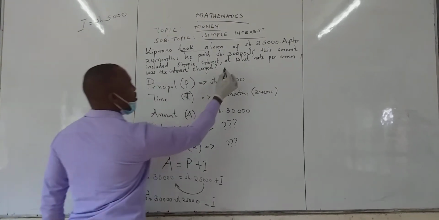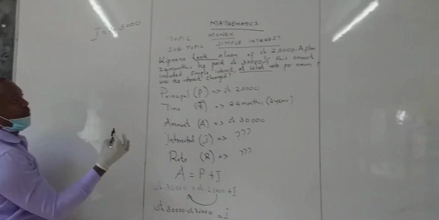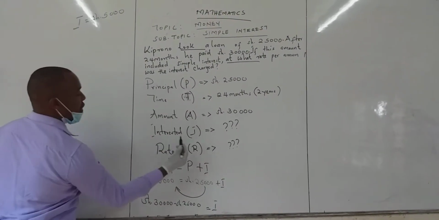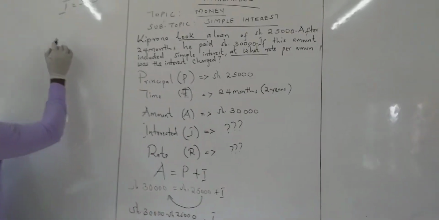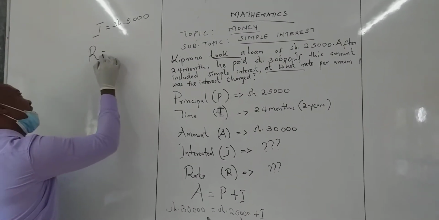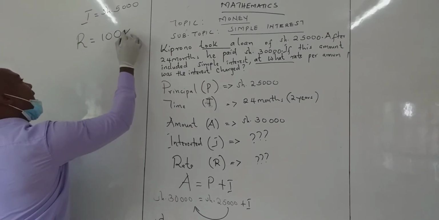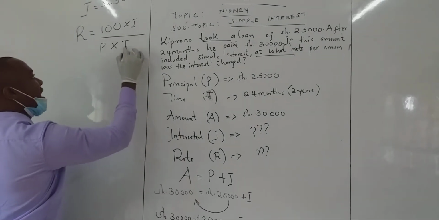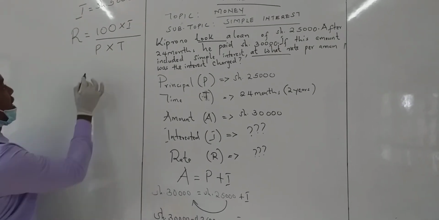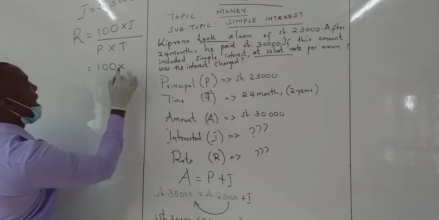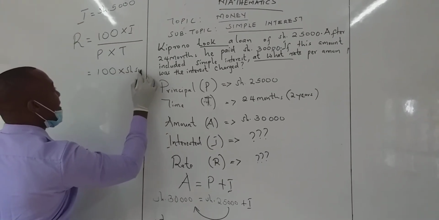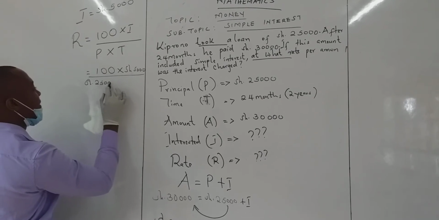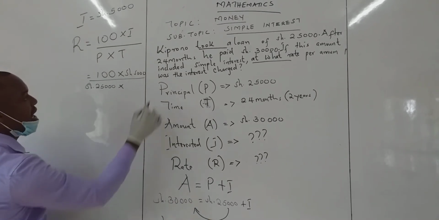Now, we have not answered the question. The question was, at what rate per annum was the interest charged? Now, we are looking for the rate. We have found the interest, now we're supposed to look for the rate. What's the formula for finding the rate? Rate is equal to 100 times interest all over principal times time. Very important formula you have to note. Now, we have the 100 times our interest, which you have gotten up there, 5,000 shillings, all over our principal, 25,000 shillings, times our time. Our time is 24 months.